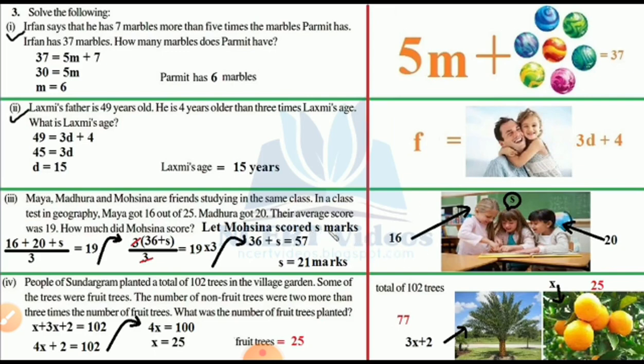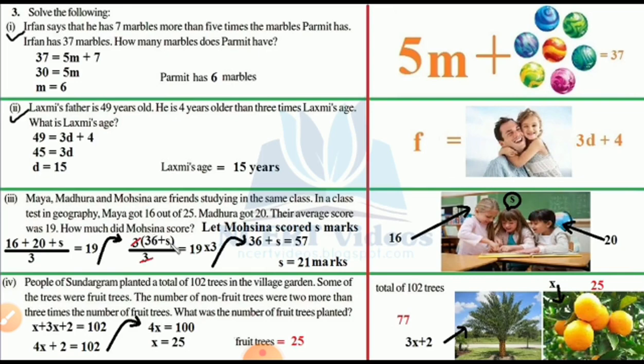So we can call it S, or you can give any name, Mohsina, M, also no problem. So 16 plus 20, which gives us 36, plus S, divided by 3. Multiply by 3 because I want to remove the 3. 3 cut. 19 threes are 57. 36 plus S is equal to 57. So S is equal to 21 marks.